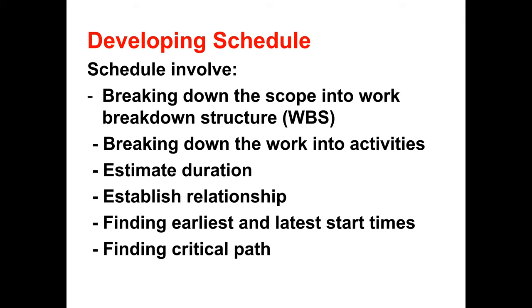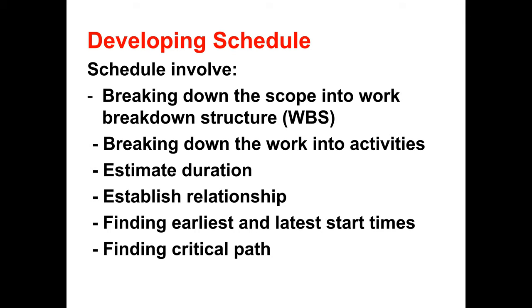Finding earliest and latest start times: once we have developed this network schedule, we will find the early start time and the late start time in the network diagram. Then from that we will find the total float. And once we know the total float, we can find the critical path of the schedule. So this is what developing a schedule involves.